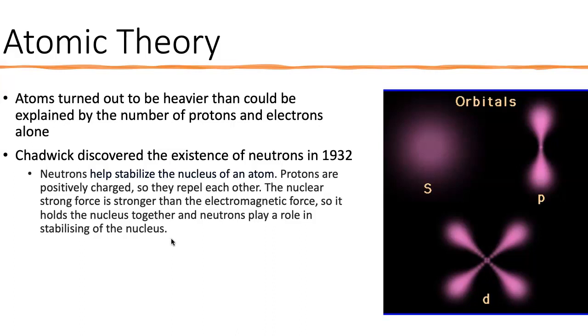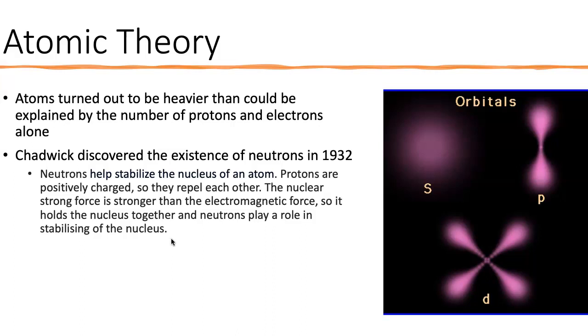And then this guy called Chadwick decided there's something not quite right. Chadwick and Bohr are working at the same time, because the atoms seem to be heavier than just being protons and electrons. And he's discovered this thing called the neutron. And we feel that neutron essentially helps to stabilize the nucleus of an atom.